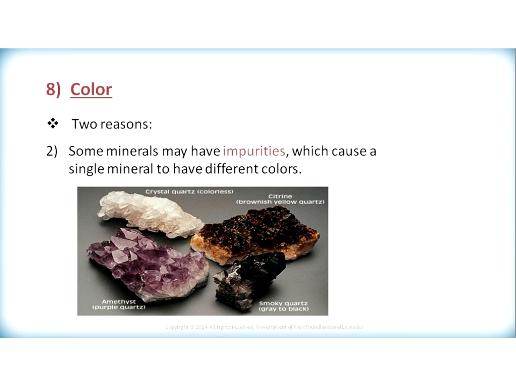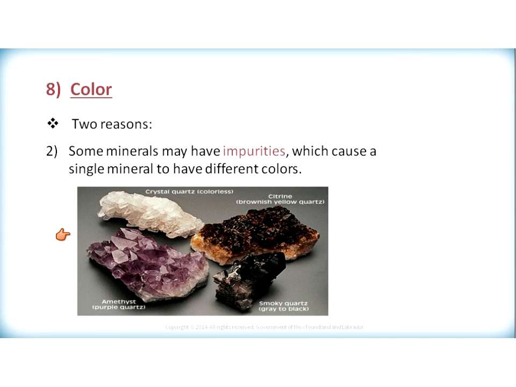The second reason why color is not a good property to identify minerals is some minerals may have impurities within them, which cause the single mineral to have many different colors. One such mineral would be quartz. Quartz can take on up to several different colors.